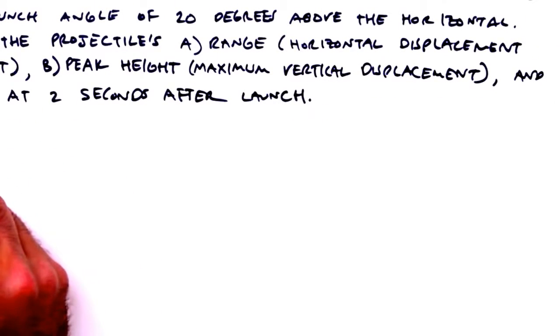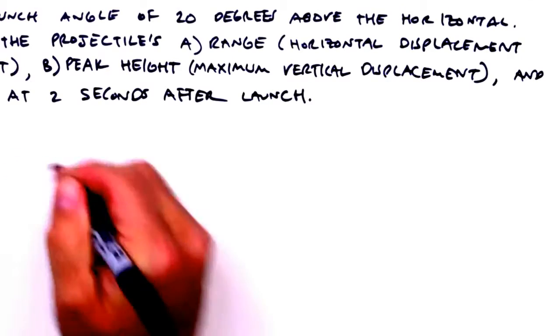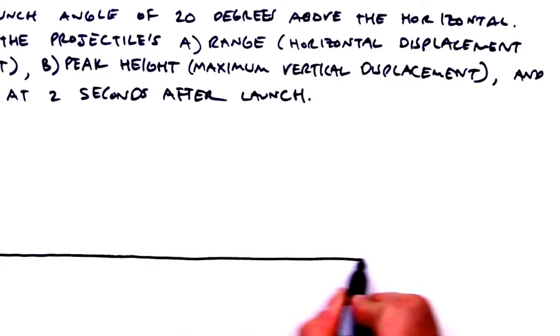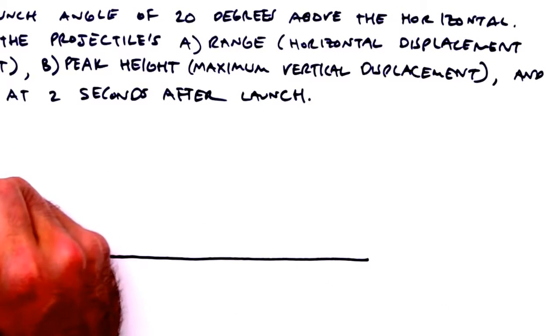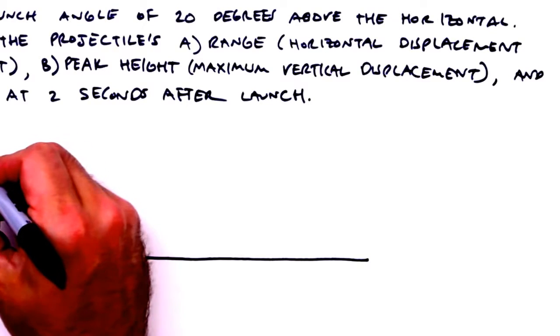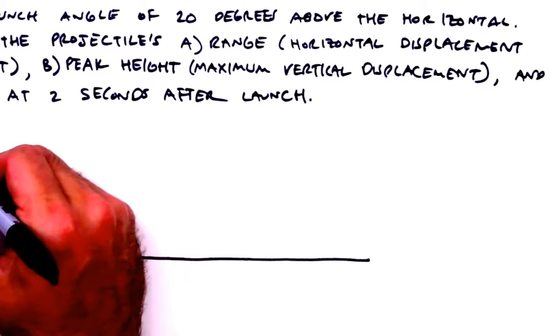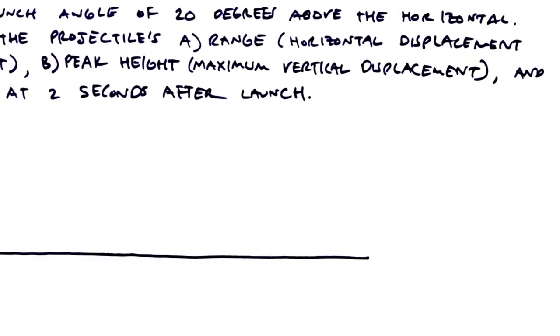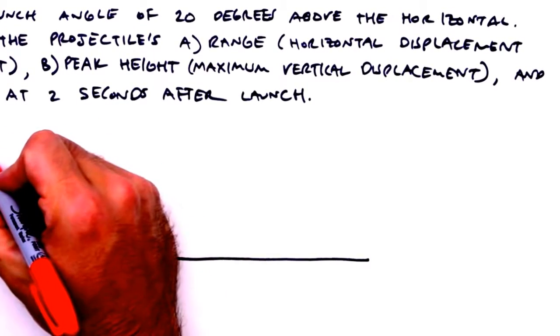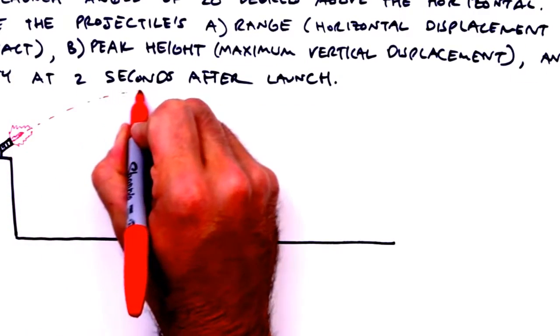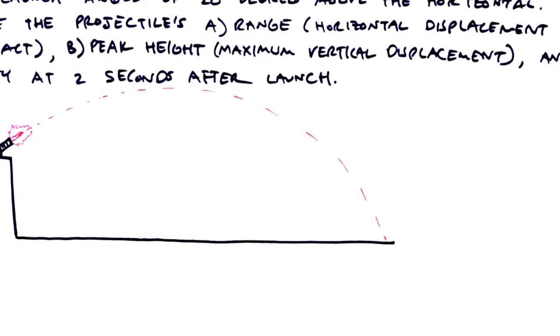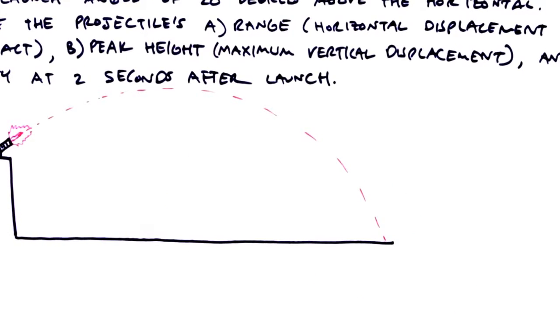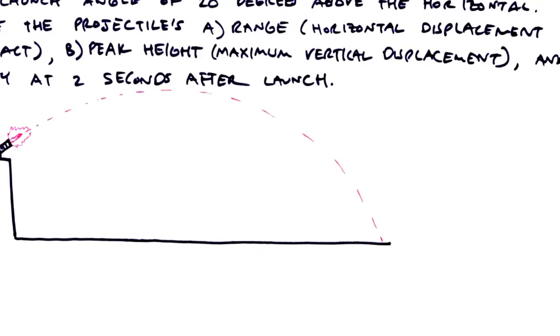So here's the cliff from which our projectile is launched. And here's the level ground below. We'll draw a cannon to fire the projectile and also to mark its initial position. And there's our trajectory. And we're done with the picture. Not much to this one.